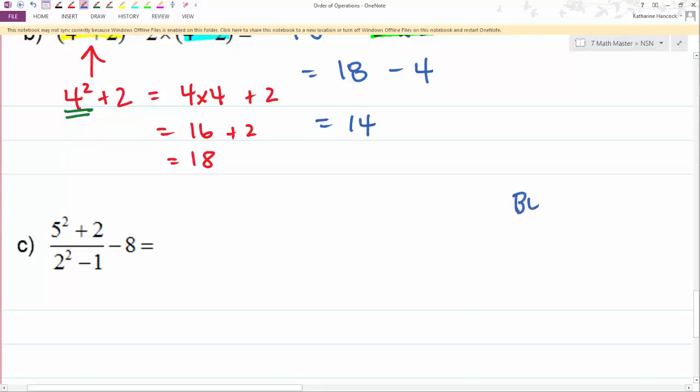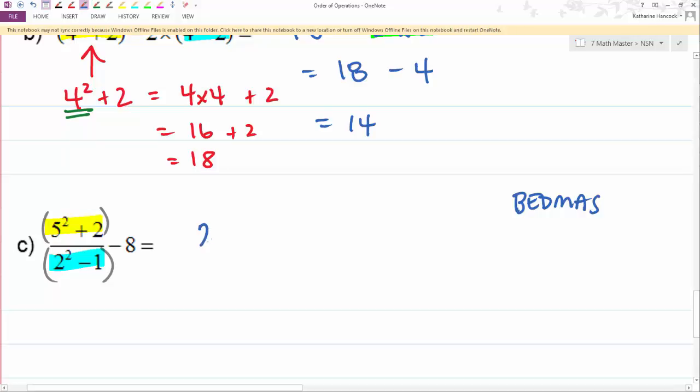We're going to have ghosty brackets. Remember when we divide something up top and something on the bottom? So we're going to have to figure out the up top brackets, and then figure out the down below brackets, and then we're going to have to divide them, and then we're going to have to subtract 8. So we're doing the brackets first.